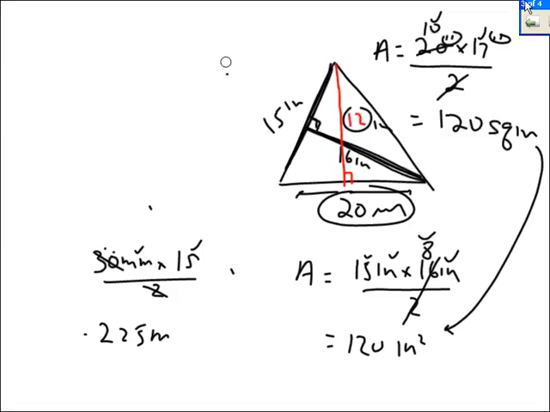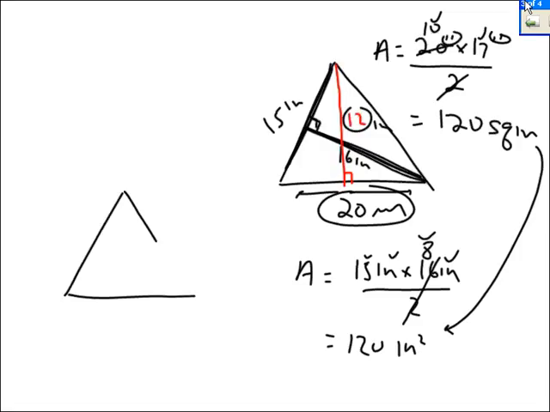What good would it be if the formula that we use to calculate the area of a triangle gives us different answers? And again, what does it mean that this triangle has 120 square inches? Well, again, you take 1, 2, 3, 4, 5, 6, 7, I don't know, 8, 9.